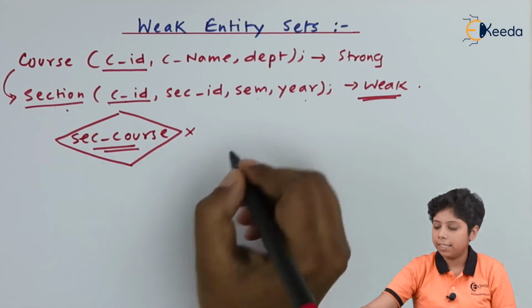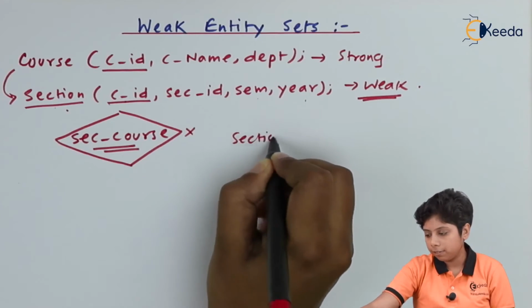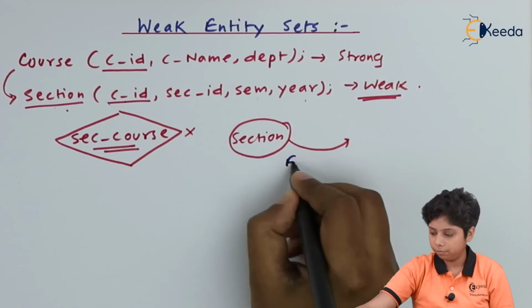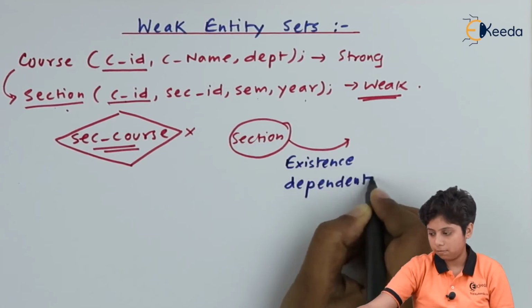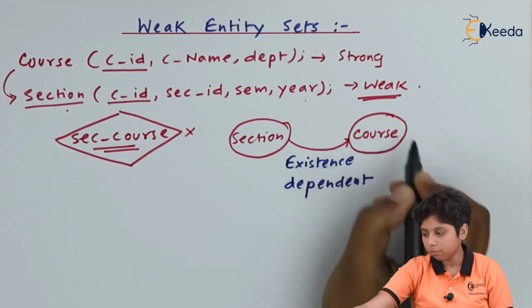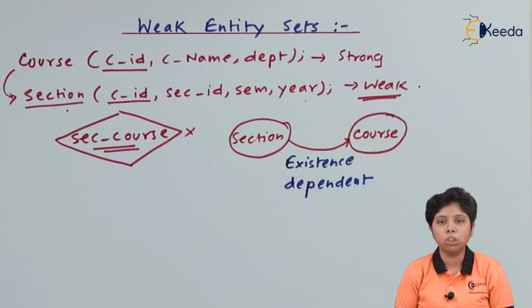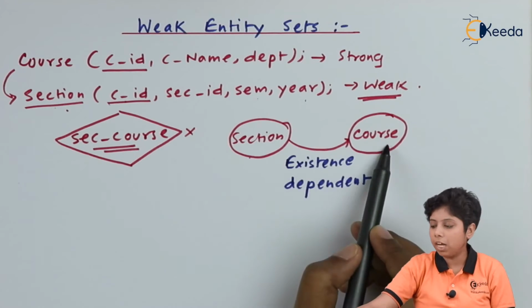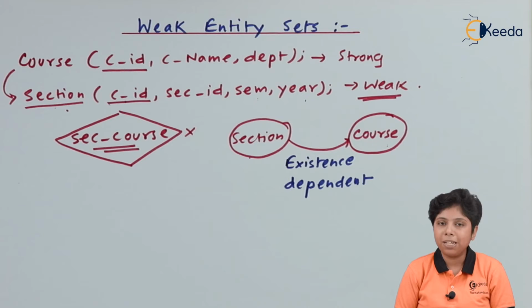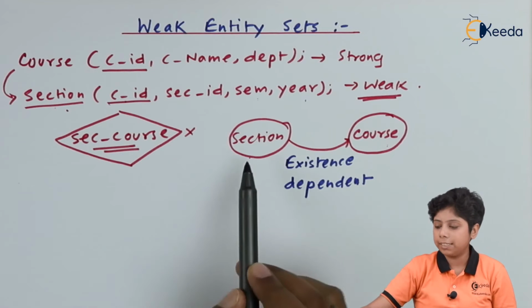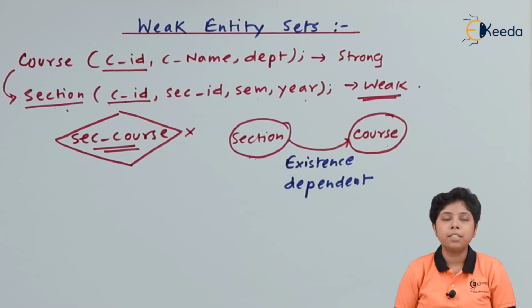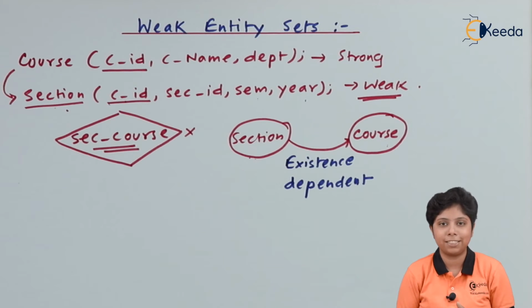So we can say that the section is existence dependent on course. That means we cannot have the existence of section without the existence of course, because it is not about having this section as an individual entity. The section cannot exist if there is no course that we can teach in that section. So the section is obviously existence dependent on course, which we have proved.